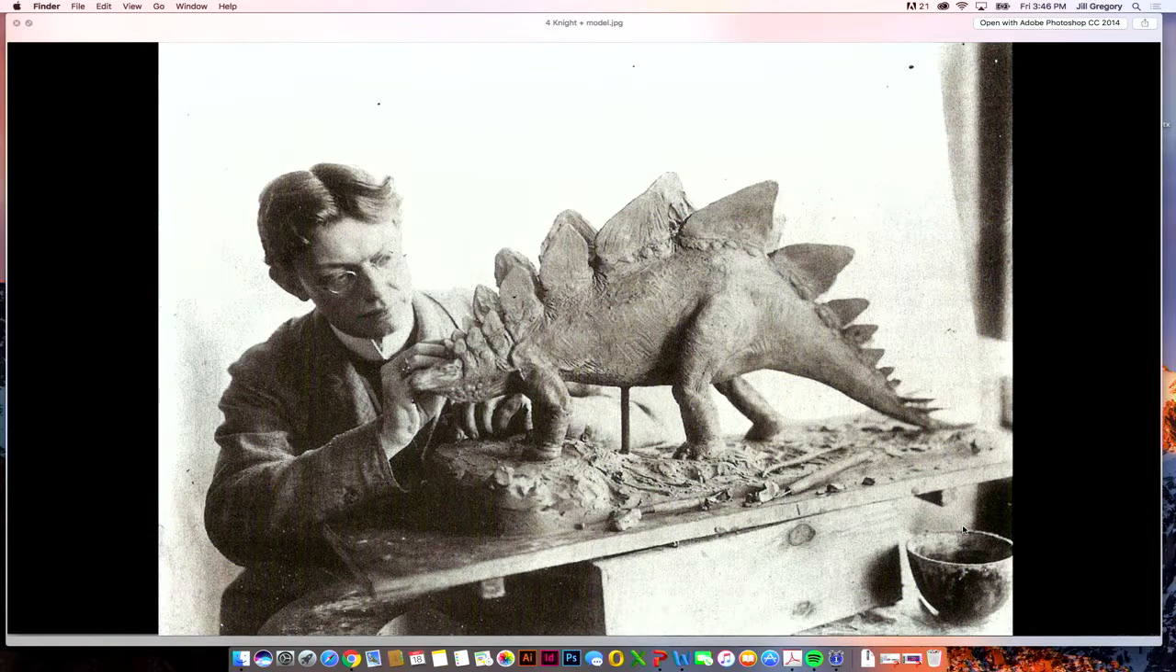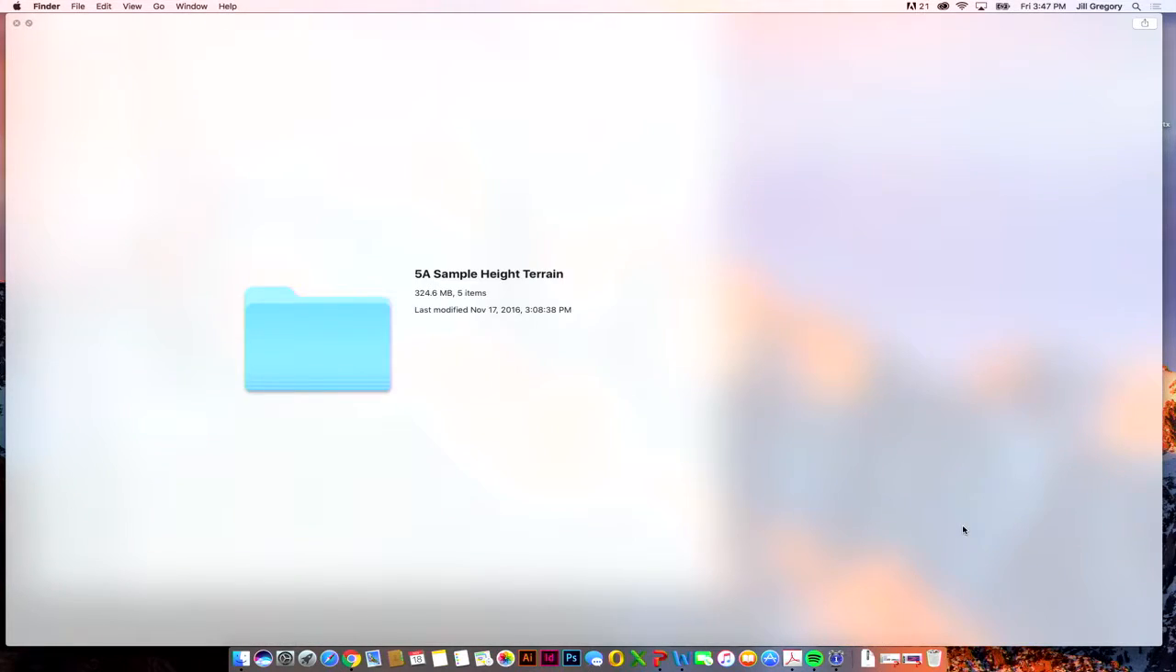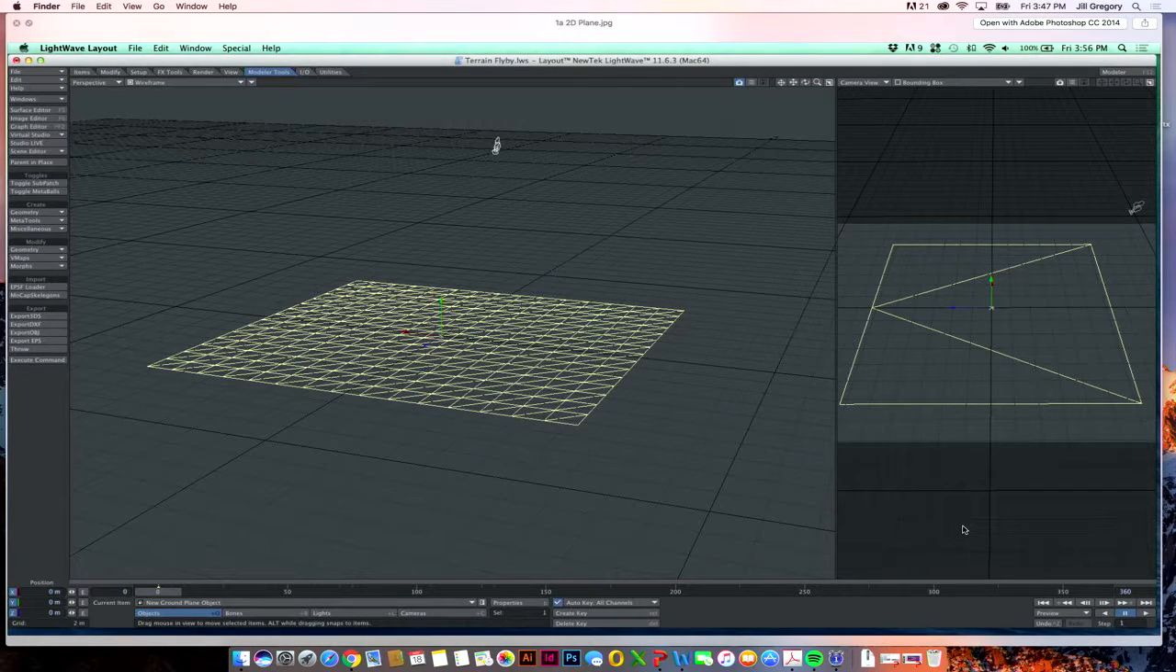Both Knight and Bonestell use sculpture to begin their works. And I too use sculpture in my work, although my realm, my field, is the virtual space of 3D software. And here you see a scene from Lightwave, which is the software I use. And in this project, which I've done just for this demonstration, I've laid out a flat plane which I ultimately want to turn into a terrain, some sort of landscape.